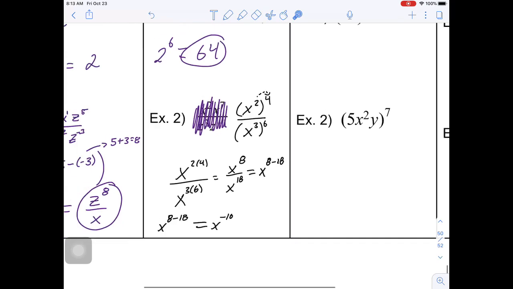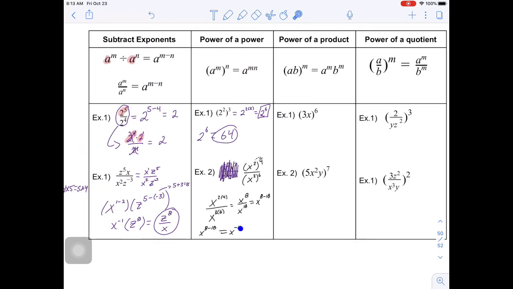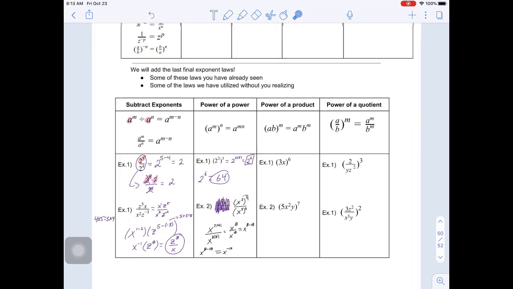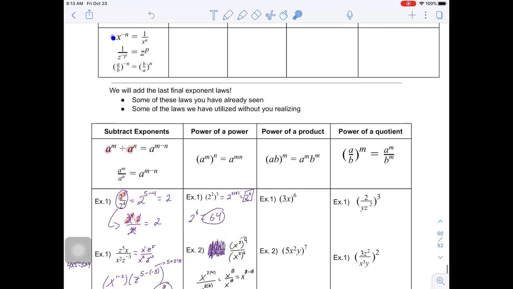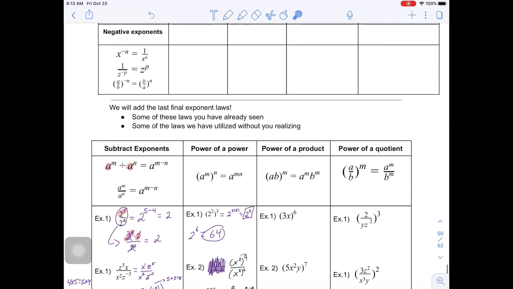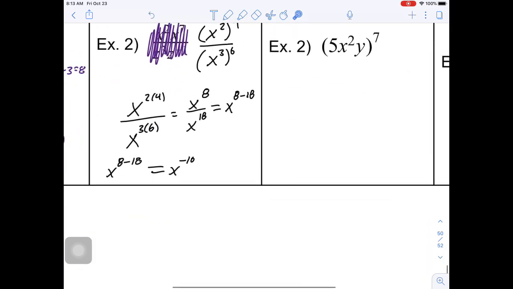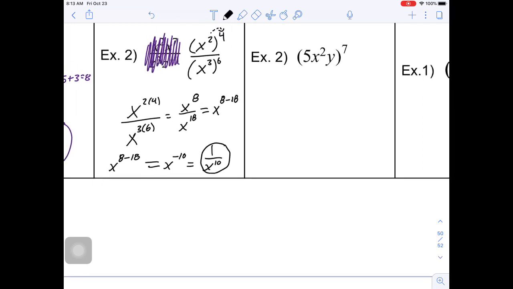Now remember, we don't like leaving our exponents as negatives, okay? It'll be much easier moving forward to learn how to always put these into a positive exponent. So I'm going to apply my reciprocal negative exponent rule from 4.5, and that's going to be 1 over x to the power of 10. And there's your solution for that one.